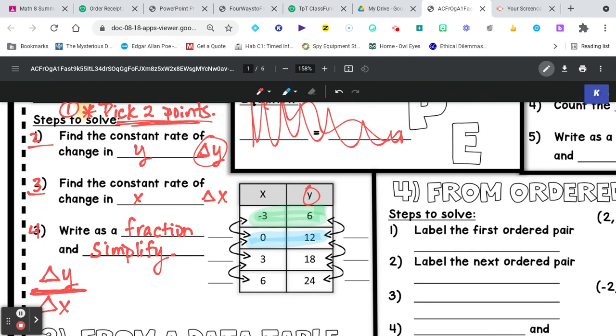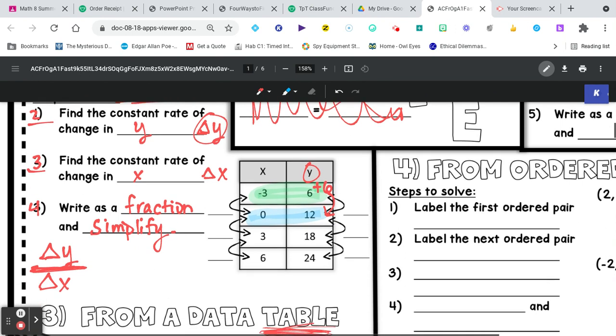What am I doing to 6 to get to 12? What am I doing to 6 to get to 12? Well, you're adding something. That means you're adding 6, because 6 plus 6 is 12. So in this particular case, the change in y is a positive 6. Now I need to know, what am I doing to negative 3 to get to 0? To get from negative 3 to 0, I got to go up 3. So I'm adding 3. Set it up as a fraction, and then simplify. If I simplify it, it's 2. So the slope here is 2.